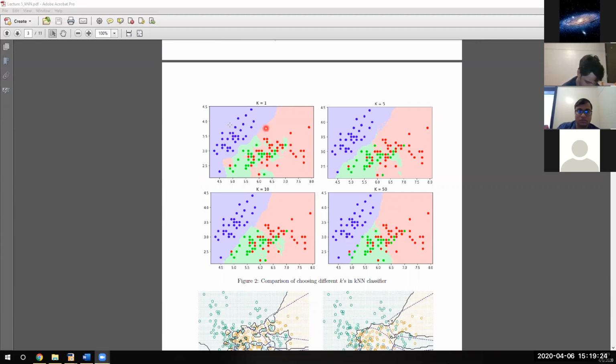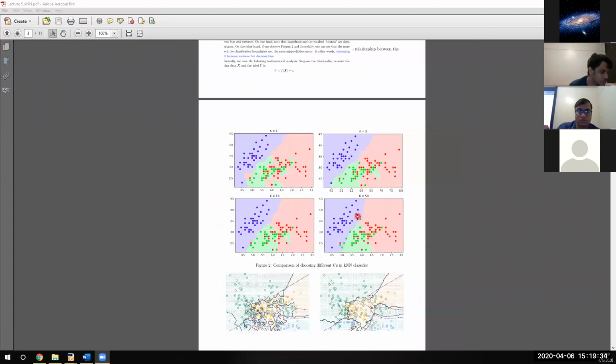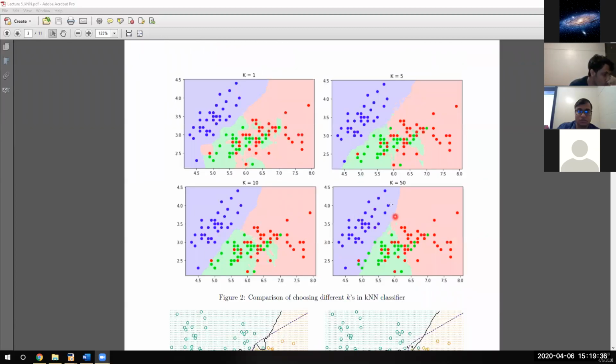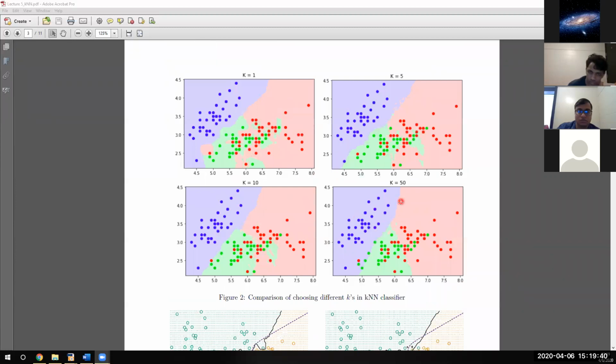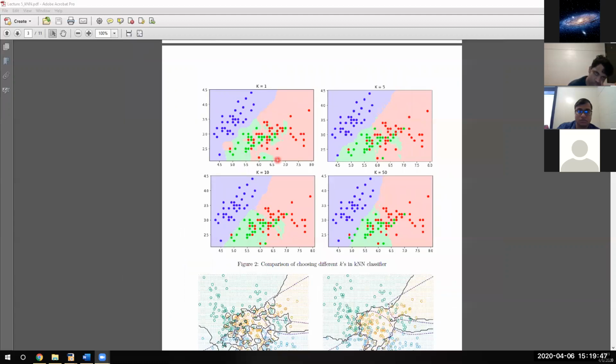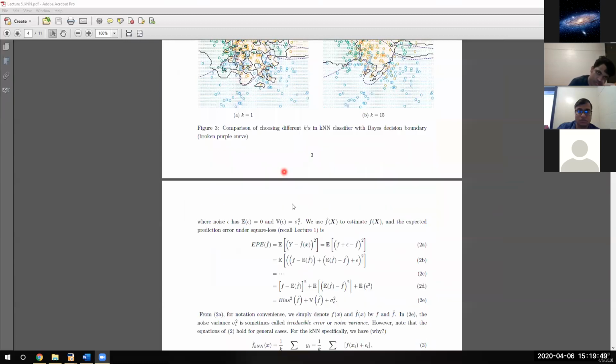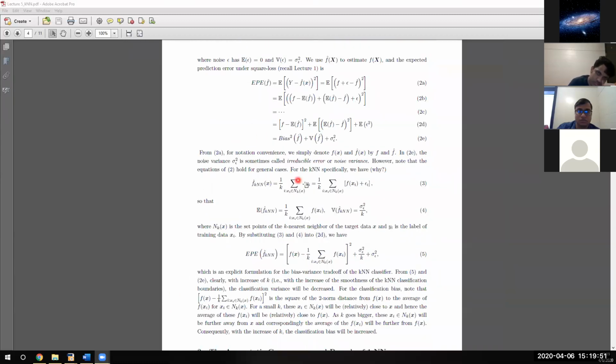When K is 1, it's more accurate, but it's less smooth. When K is 50, it's less accurate, but it's more smooth. More smooth means what? More reliable, so you can apply it to more data sets. Less smooth means more accurate, but you need to be very careful because it could be overfitting. The same here. And here's some proof, something interesting.